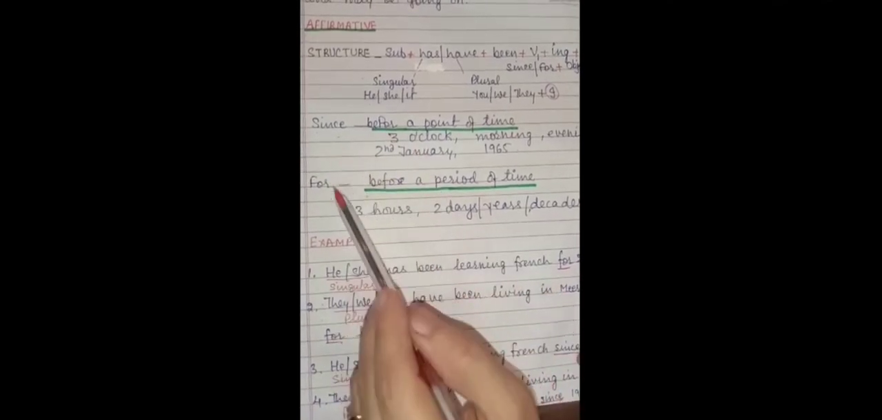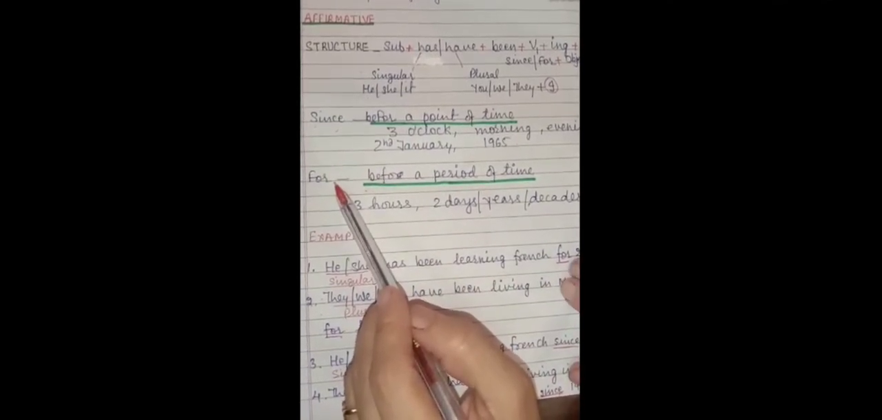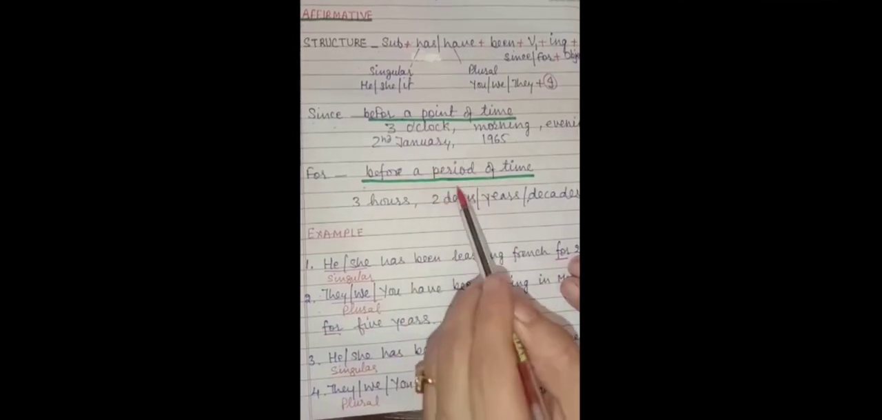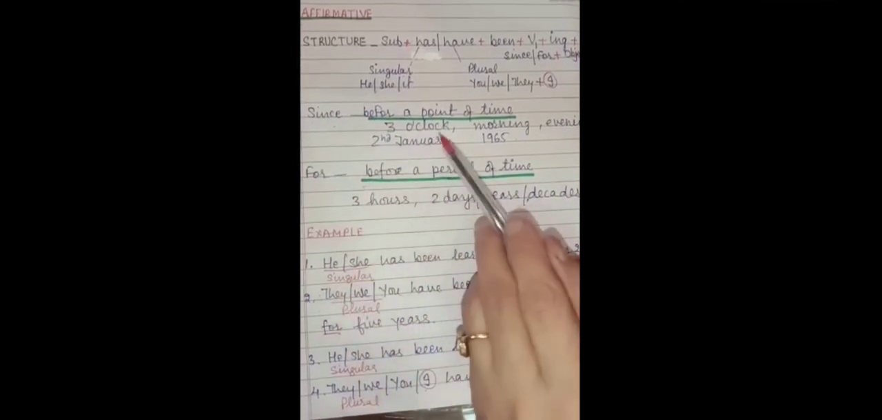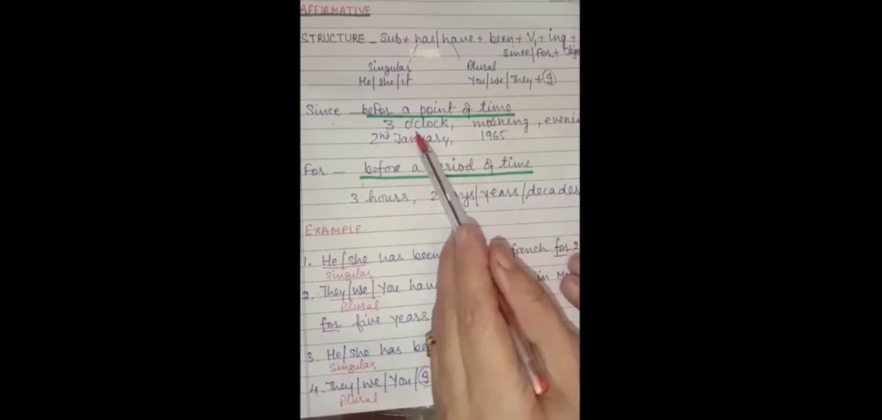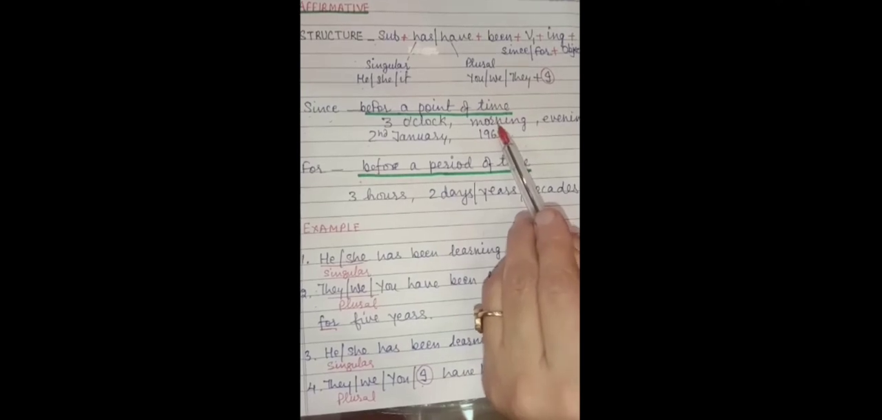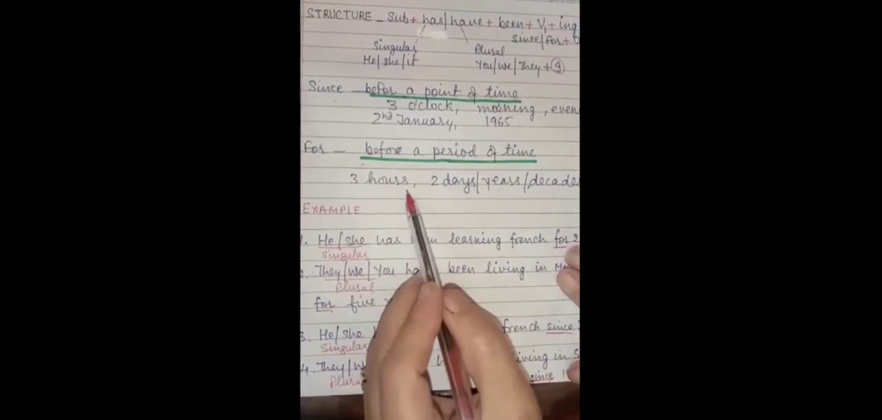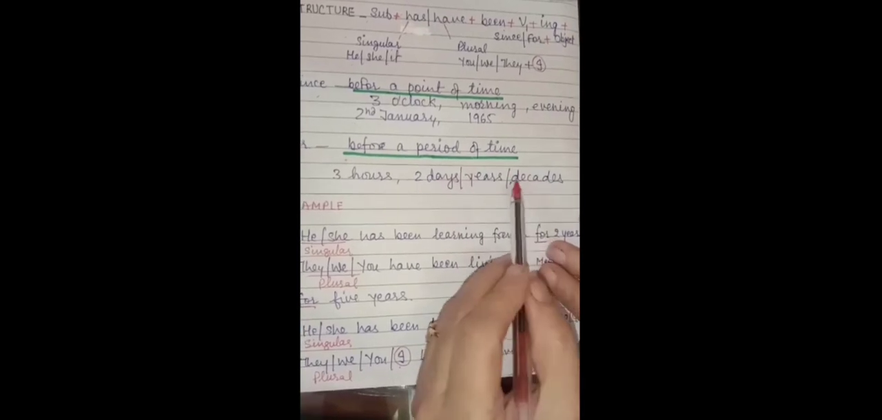Here I want to tell you, these two words, since and for, are used before either a point of time or a period of time. Since is used before a point of time. If we want to tell some clock time like 3 o'clock, 4 o'clock, morning, evening, midnight, 2nd January, 5th March, 1965, any number of a year. But when there is a period of time, we use for, like 3 hours, 2 days, 2 years, 2 decades, 2 centuries.